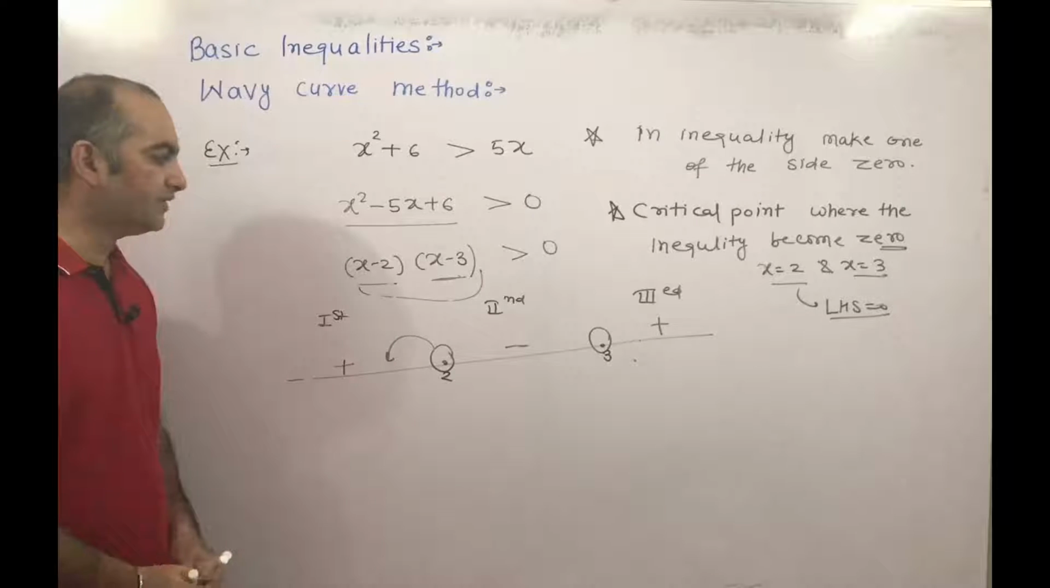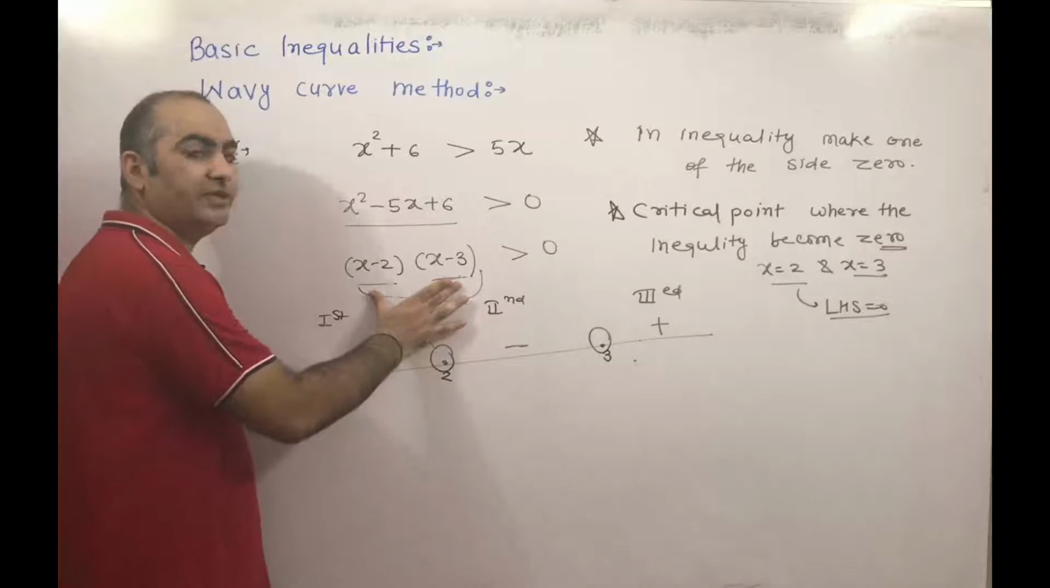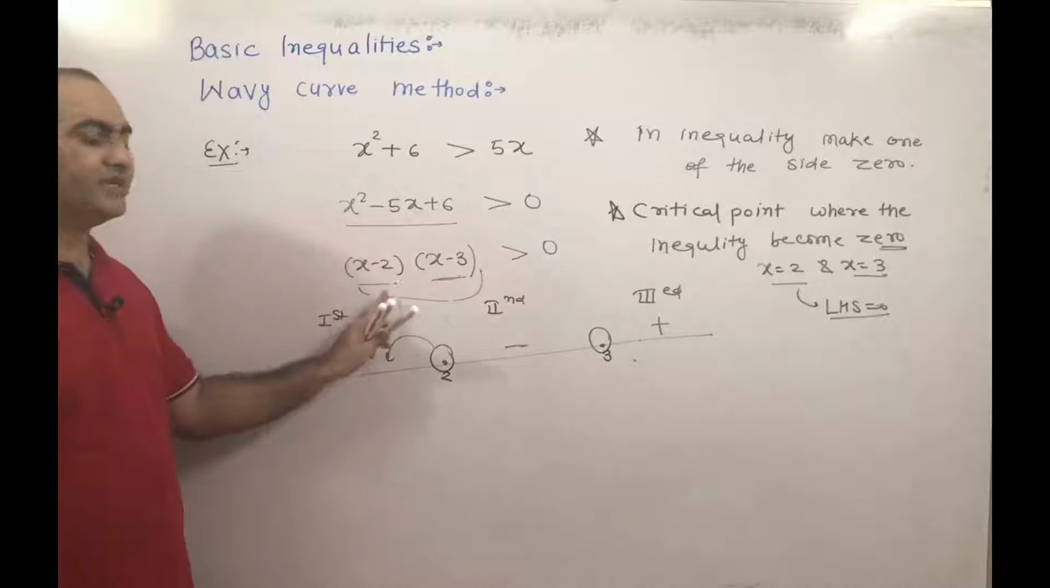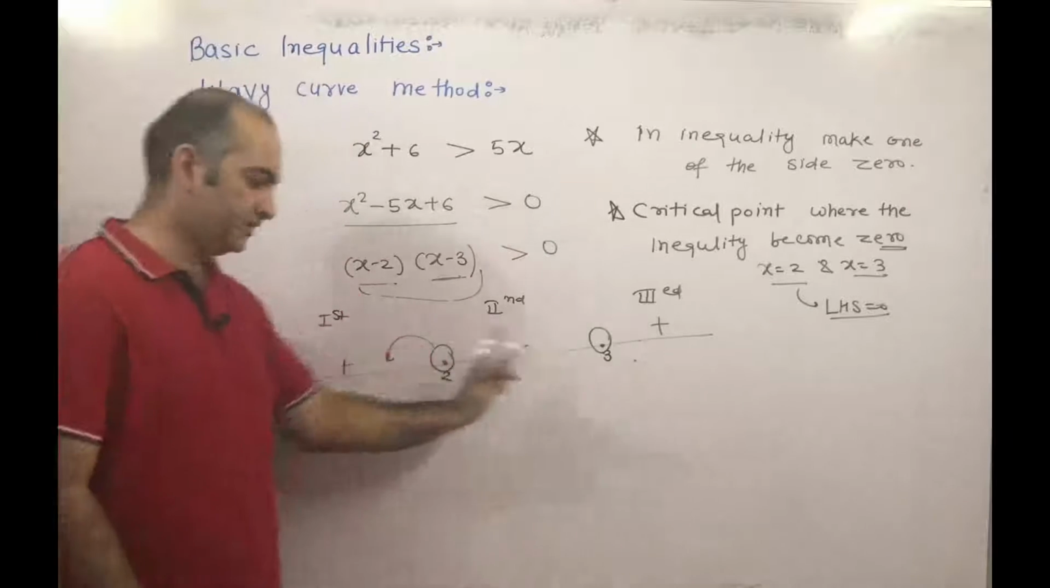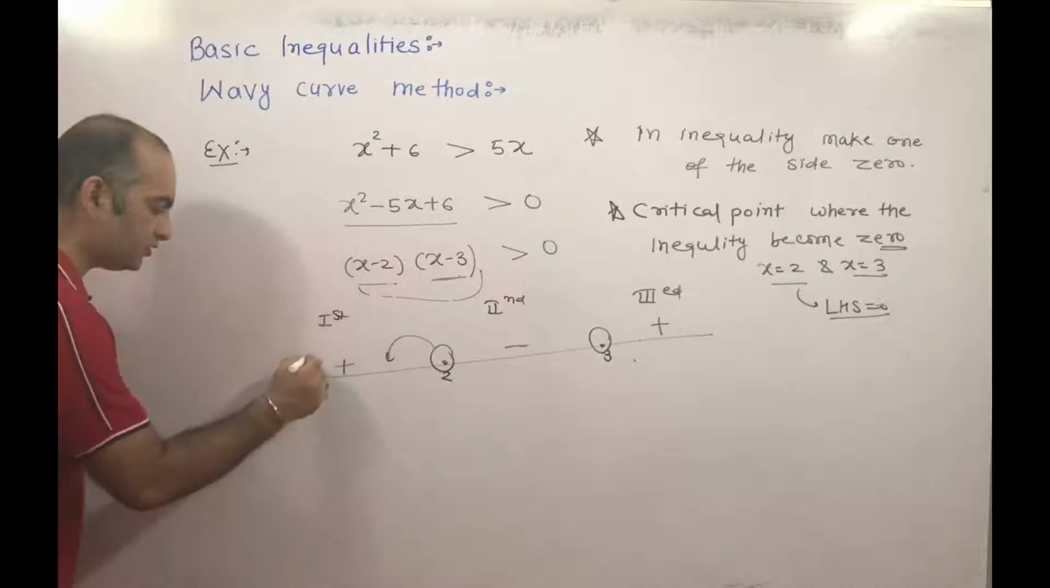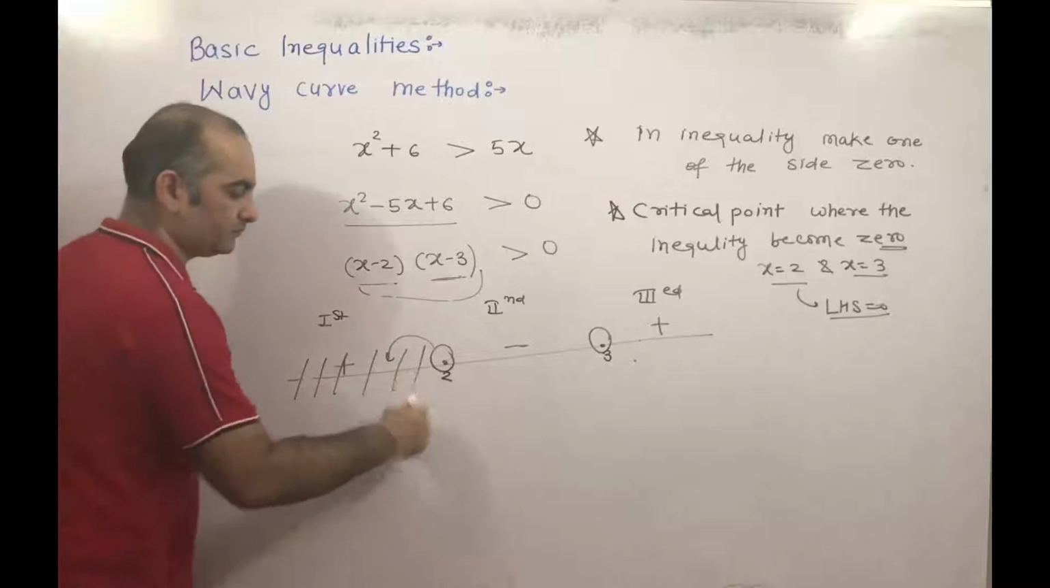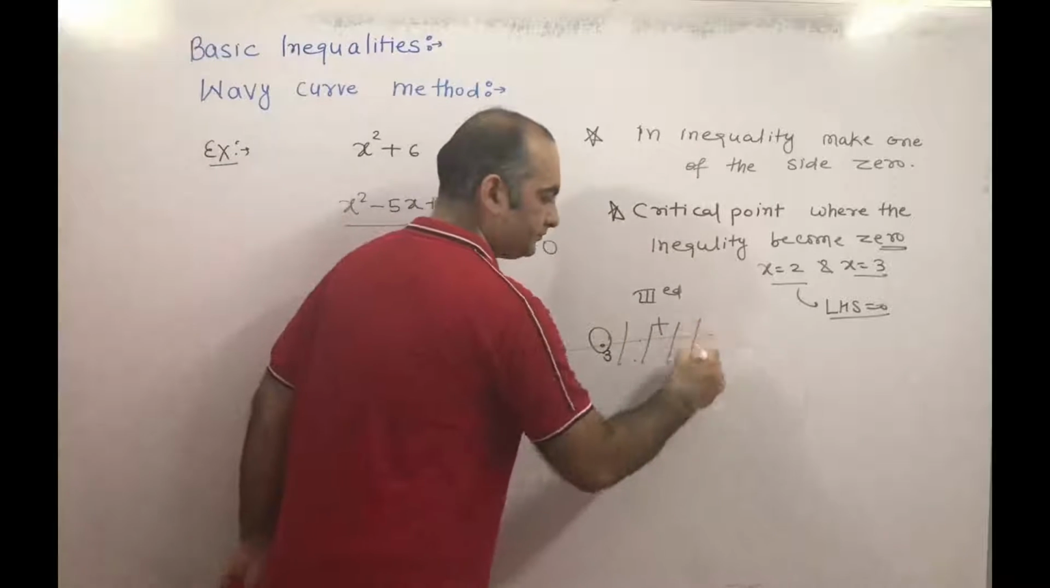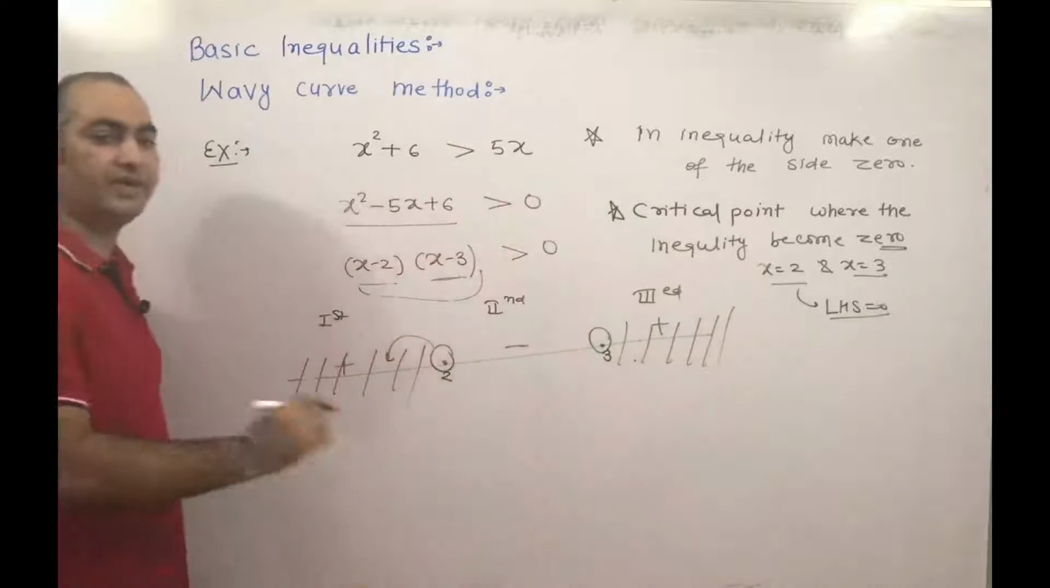Correct? Now we want the left hand side to be positive. So where is this left hand side positive? On this side and this side. That means which portion is your solution? This portion and this portion. Correct? So how to write this one?